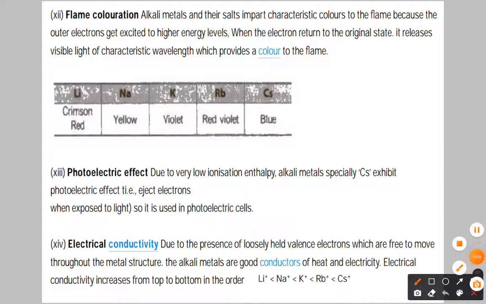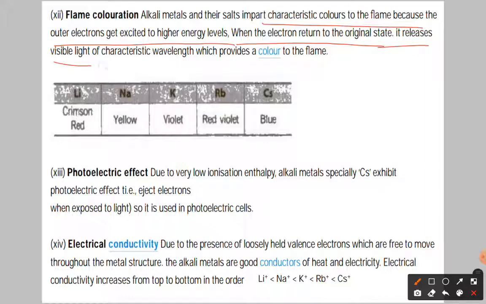Alkali metals and their salts impart characteristic colors to the flame because the outer electrons get excited to a higher energy level. When the electron returns to its original state, it releases visible light of a characteristic wavelength, which provides color to the flame.